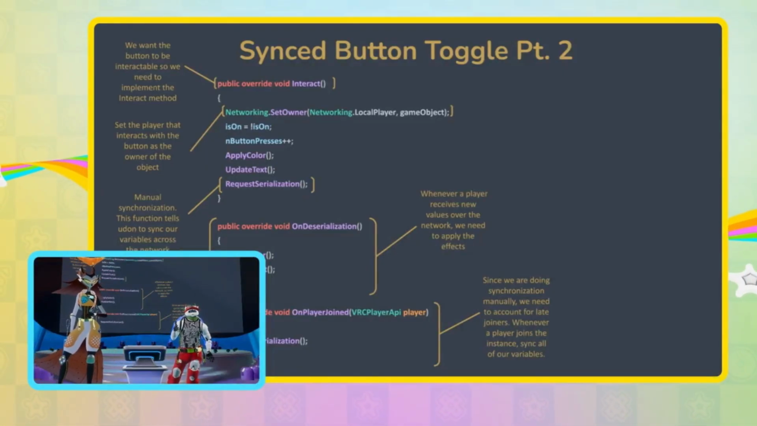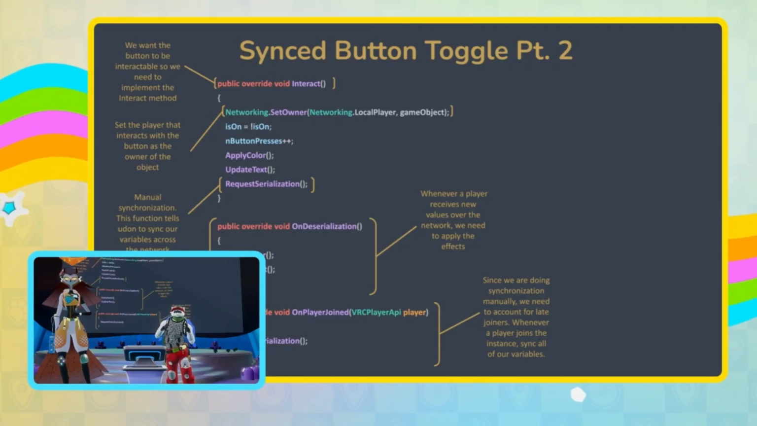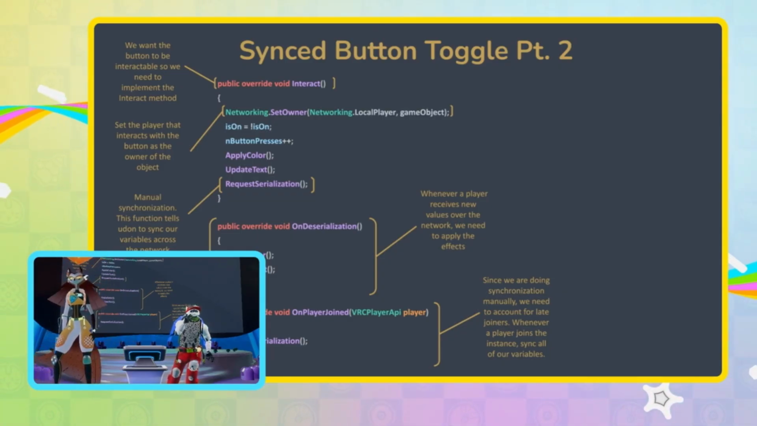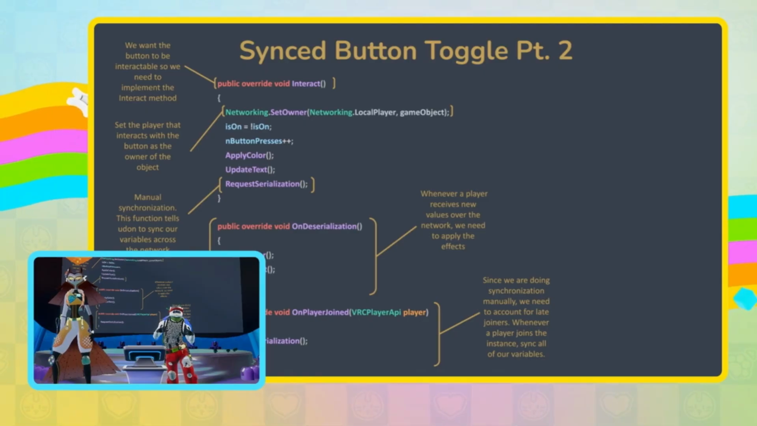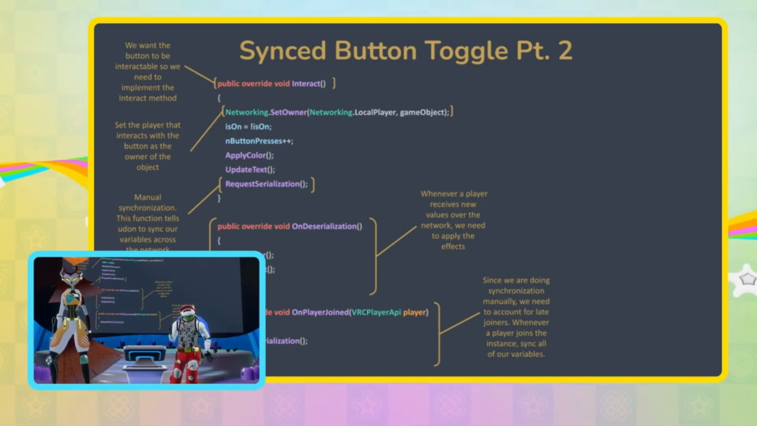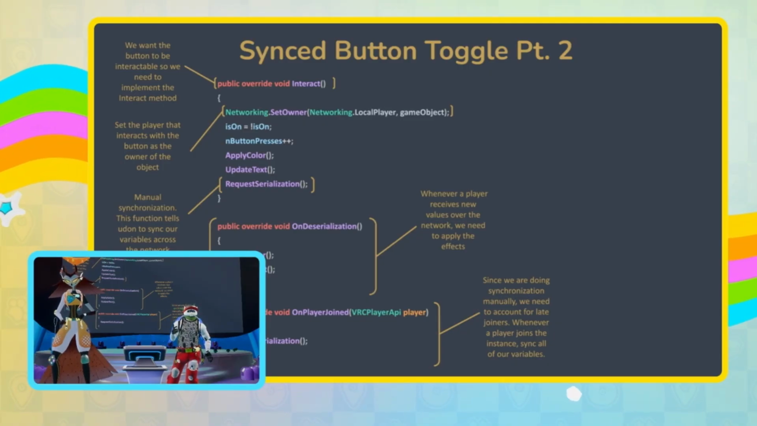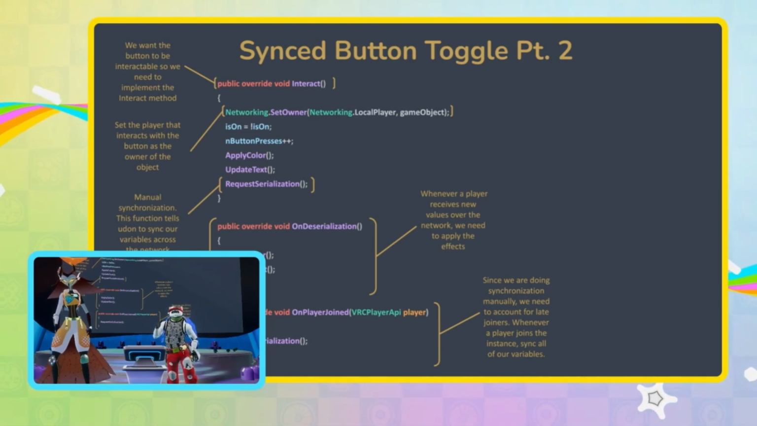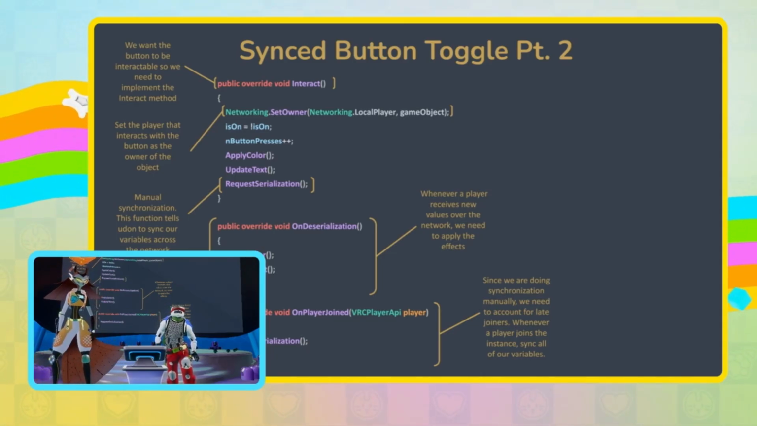Next up, you see Networking.SetOwner. Before we change any of our synced variables, we need to make sure that we're the owner of the object. So we set the owner by Networking.SetOwner, and then we have Networking.LocalPlayer. That's the local player to this script who has triggered the interact function, and then gameObject, which is the game object associated with the script. So we set our owner, and then we change our variables. isOn and buttonPresses increments. So we flip isOn and increment our values so that it goes up by 1, and then we apply our color and update our text.